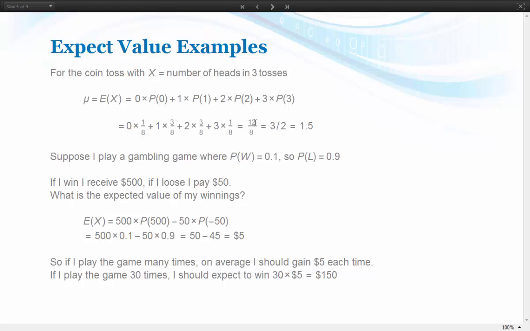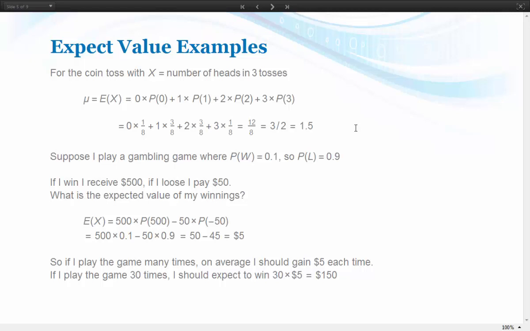So the average number of heads is 12/8, or 3/2, when I divide top and bottom by 4, but that's just 1.5. And of course that makes sense. If I toss a coin 3 times, in the long run, half the values are heads, since 1.5 is half of 3.